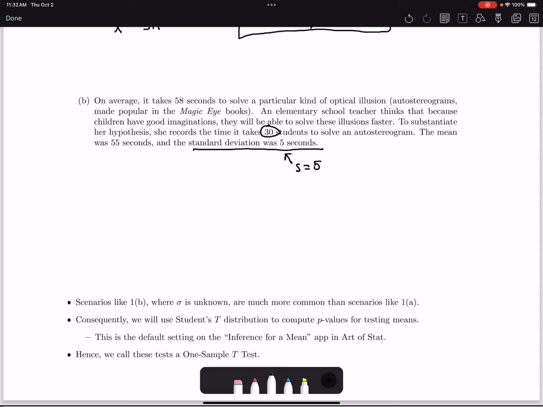Okay. Well, I'm getting ahead of myself a little bit. Let's write down the null and alternative hypotheses, right? The null hypothesis is that, no, her students aren't going to solve this any faster than normal other people, right? Their average time is going to be 58 seconds. The alternative hypothesis is that, no, they are faster, right? Their mean time to solve the puzzle is going to be quicker, less than 58 seconds. And the sample evidence we have in favor of that alternative hypothesis is that it only took them 55 seconds, right, when she collected a sample of 30 of her students. So let's see if that's good enough evidence, right?